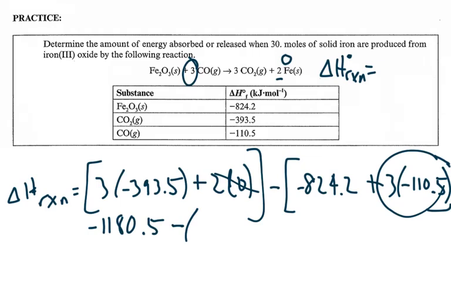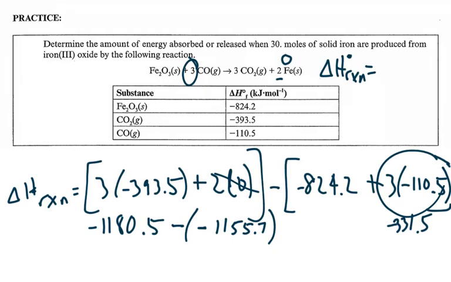First, let's do this part here: 3 times negative 110.5. That's going to give me negative 331.5, and then I'm going to need to add that to the negative 824.2, and then the entire reactant side is negative 1155.7. And now let's go ahead and add those two numbers up.